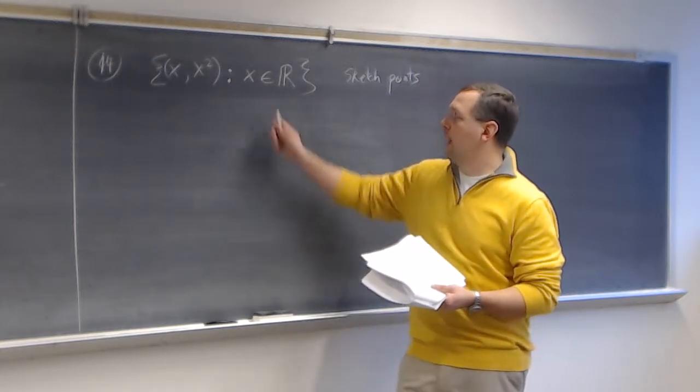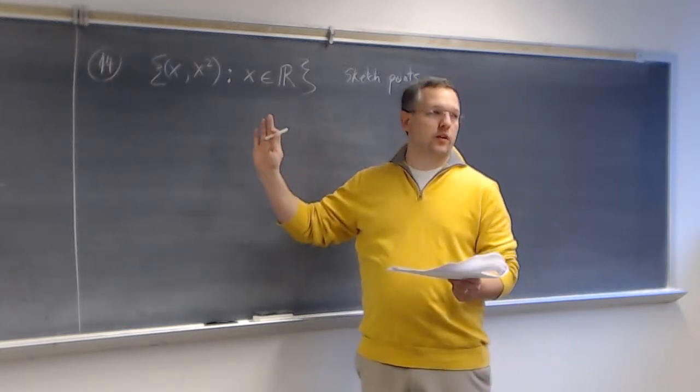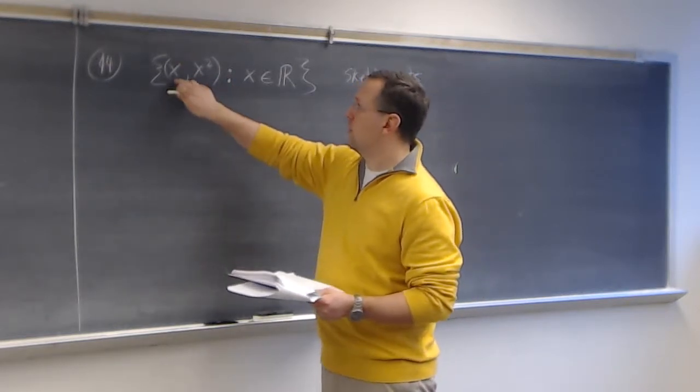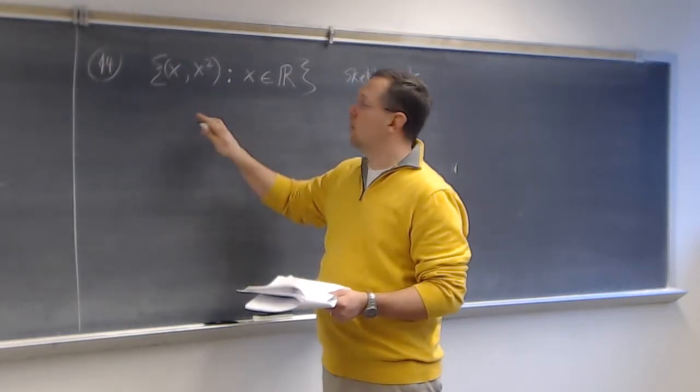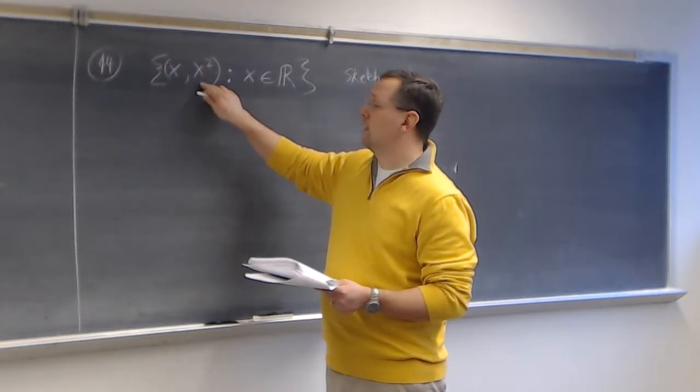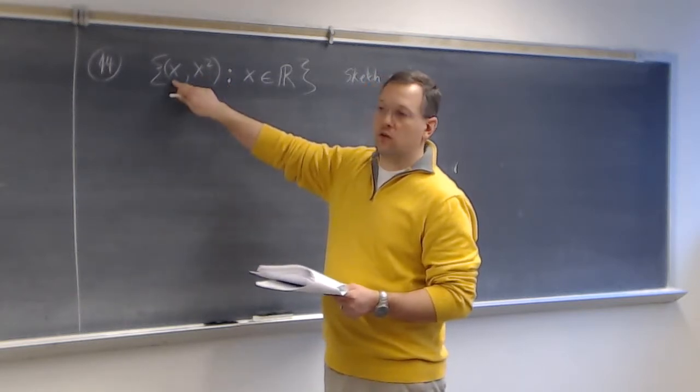Okay. So x will range over all possible real numbers. Think of this as points in the plane. The x-coordinate can be any real number. The y-coordinate, the second coordinate here, is the square of the first coordinate.